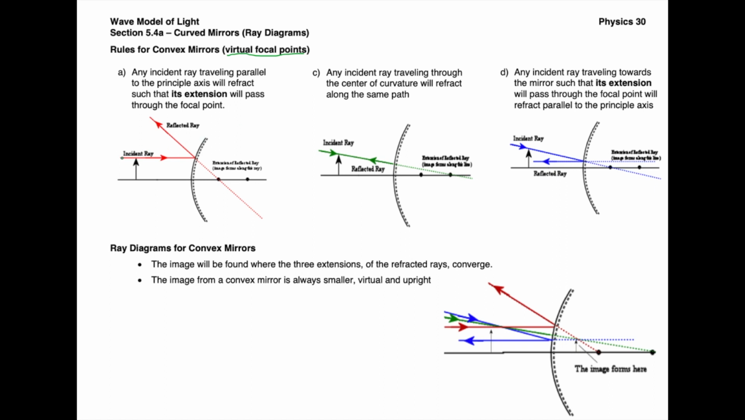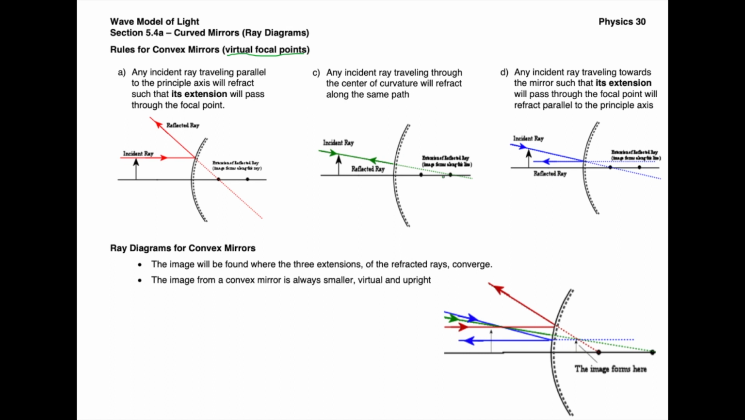So there are parallels, of course, to how these ones will go with the ones we've done before. But again, we're just dealing with the extension to the reflected rays always. So if we have an incident ray that's going parallel to the principal axis, it gets reflected such that the extension of that reflected ray will go through the focal point, and it's that virtual focal point on the other side. The light never actually goes here, it just appears to come from there. But again, it's an optical illusion.